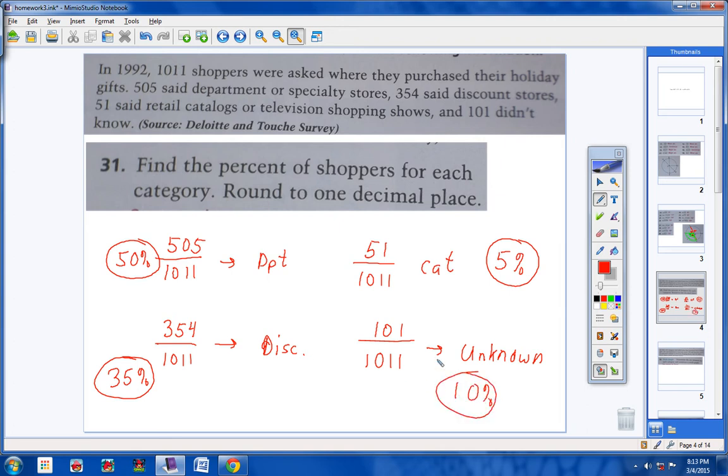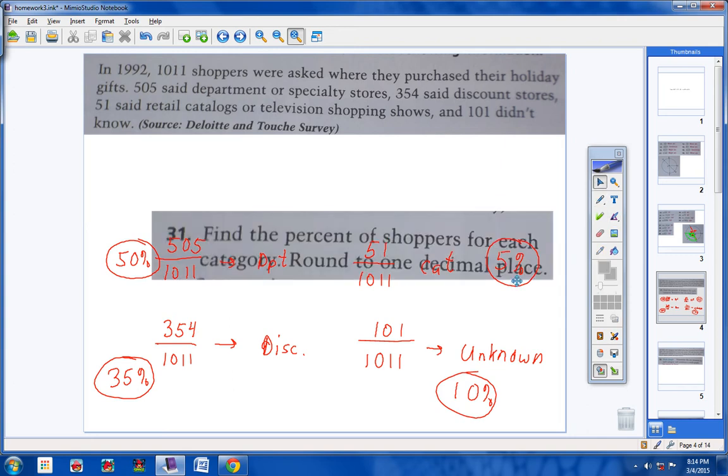If you want to type into your calculator, feel free to do that, but you should get 10%, okay? I got 0.0999, which rounds to 10%. Okay, so there I did it. So I found the percent of shoppers, and I've written them right here. Now the next question, question number 2, says to do this.